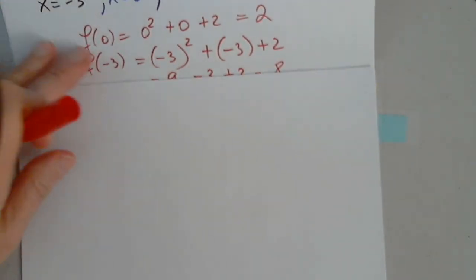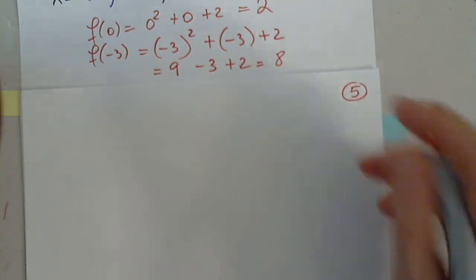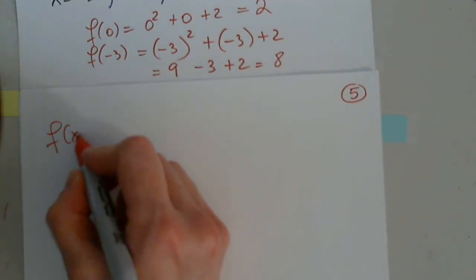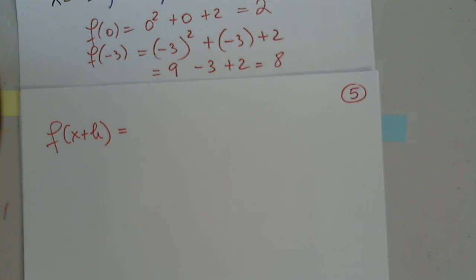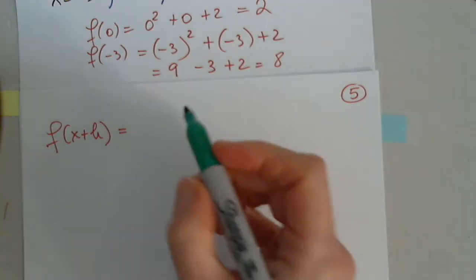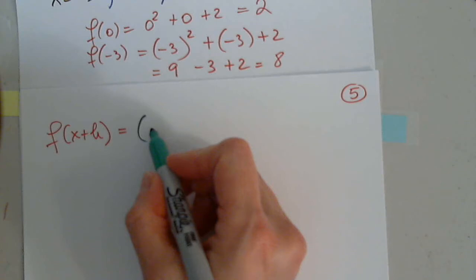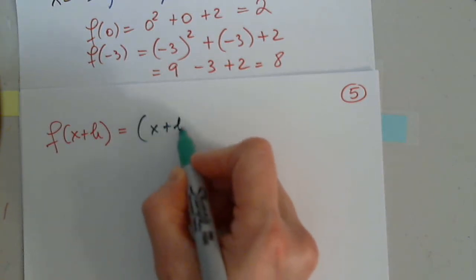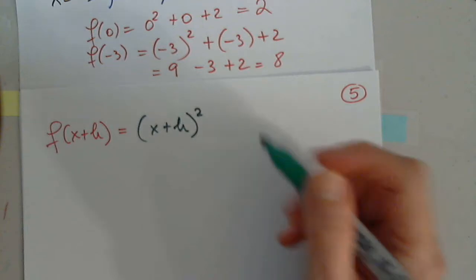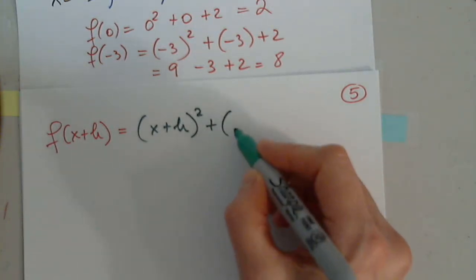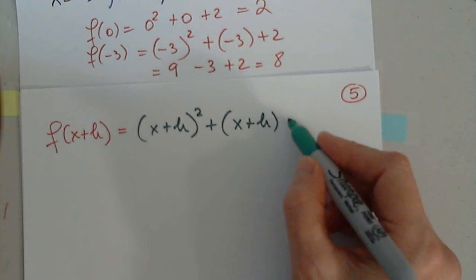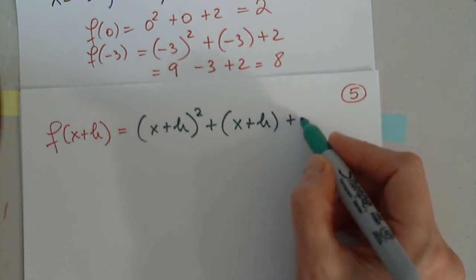But of course, what I'm interested in at this point is finding f of x plus h. Anyone would like to give it a shot? Take it slowly and tell us first, the first step, what we need to do. Parentheses. Yes? And then x plus h. Great job. And squared. Great job. Plus. Yes? Parentheses, x plus h. And then plus x of h. Or x plus h.